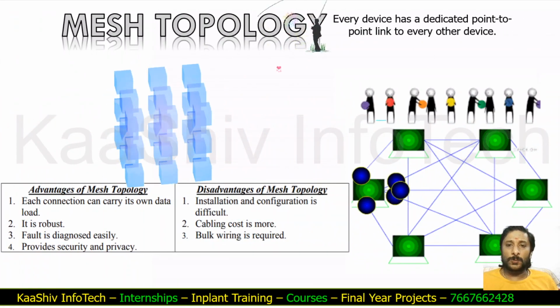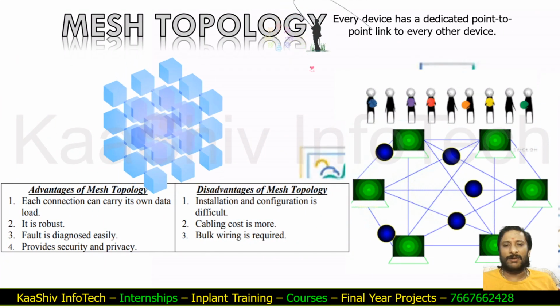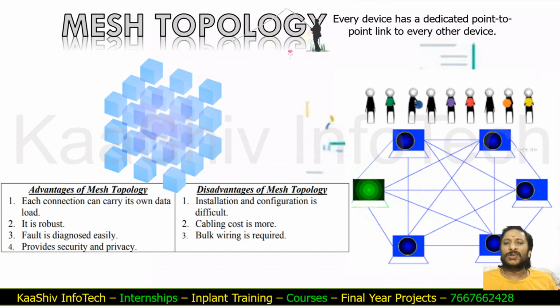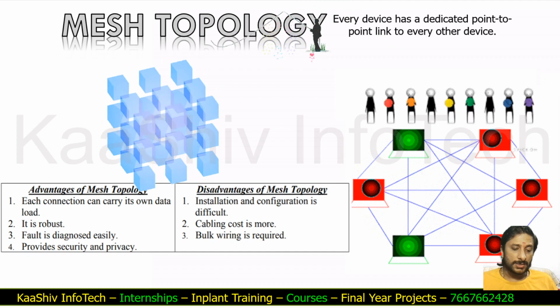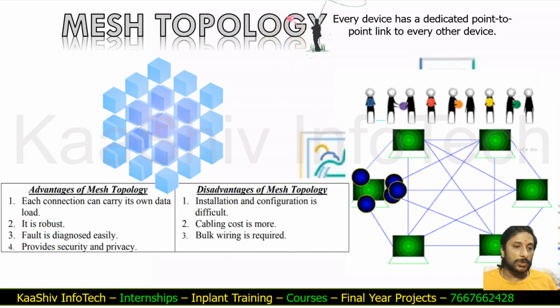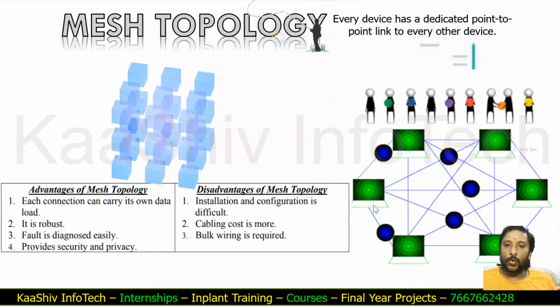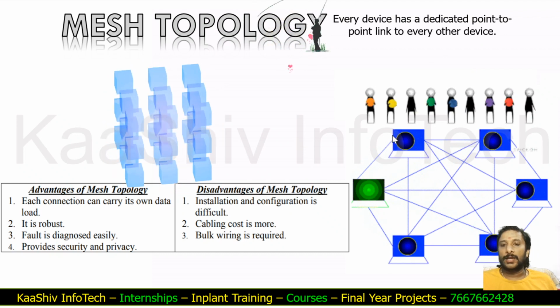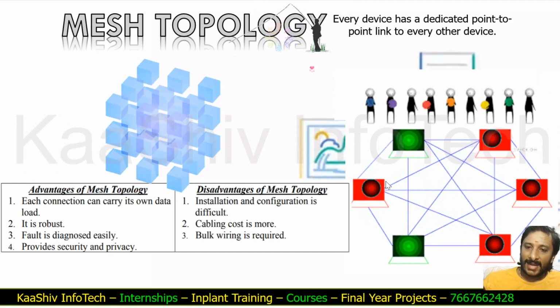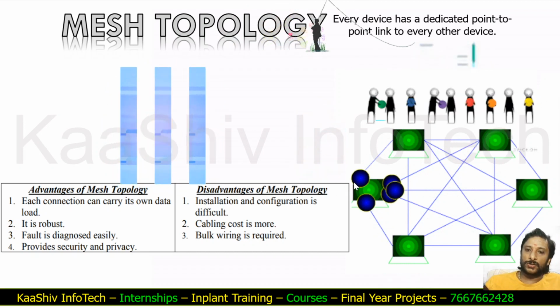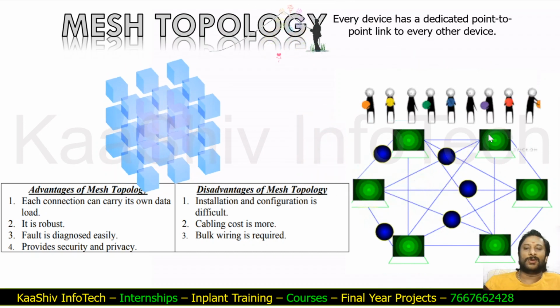Now here is the mesh topology, or complex network, where everyone is connected to everyone. It is the worst, but there are environments that have this kind of mesh topology also. Each connection can carry its own data and load. So if I want to send data to this one, I can have a dedicated connection. Why should I go from here to here to here? I don't want that.